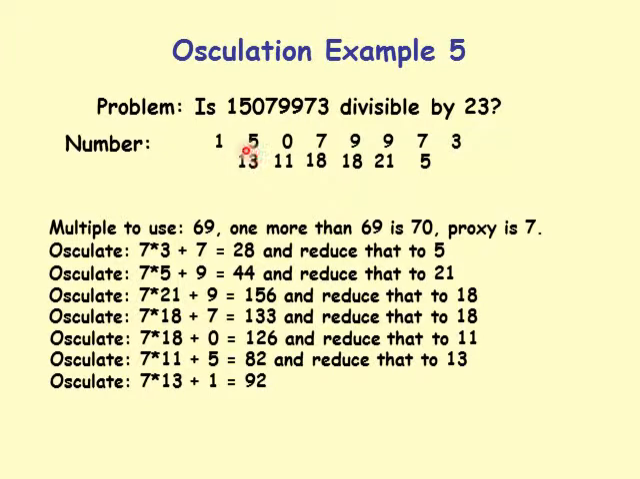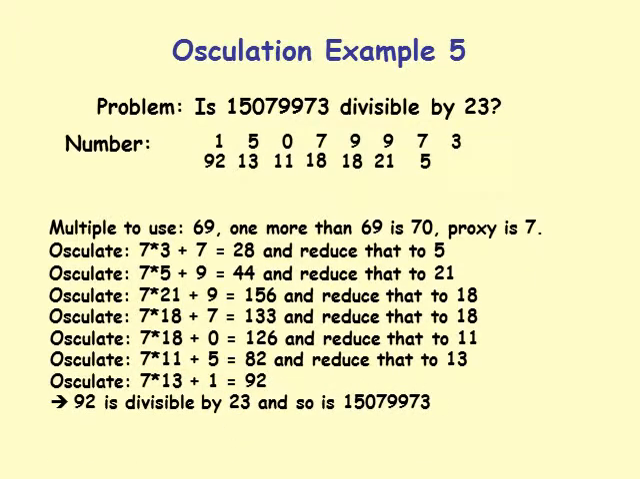So now we osculate 13 on the right and 1 on the left. The proxy is 7. 7 times 13 plus 1 is 92. But 92 is divisible by 23, because 92 is 4 times 23. So 92 is divisible by 23, and so is 15079973.